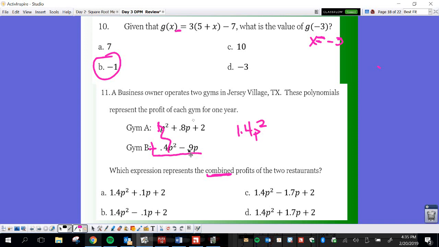Now I have the like terms of negative 0.9 p and then plus 0.8 p. So since my 0.9 is negative, that means I'm going to have a negative 0.1 p when I combine those. And if you're not sure, you can always use your calculator with these coefficients that are in the front. And then there's nothing to combine with the 2 here, so I just write my plus 2. So therefore, my answer has to be B.